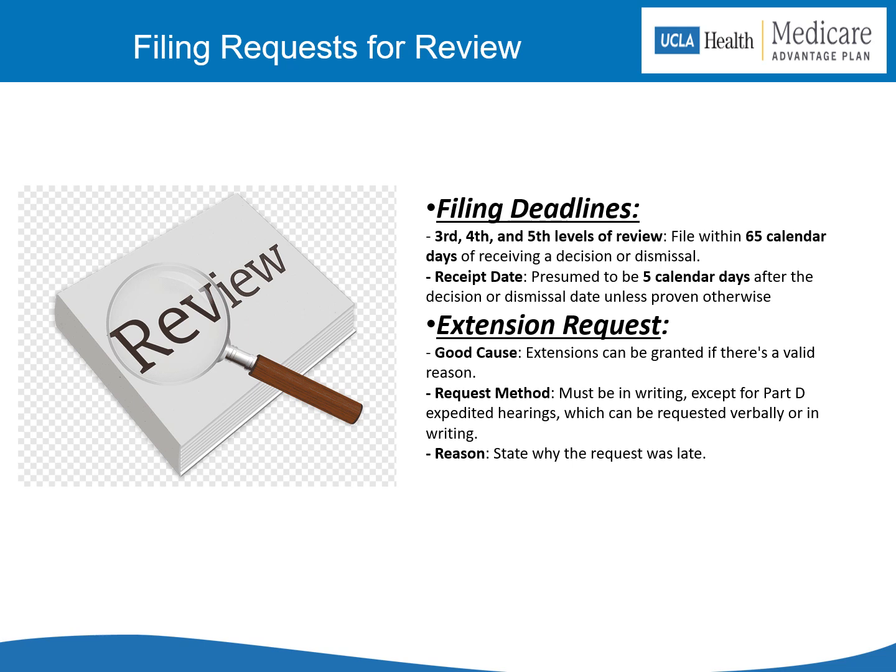Filing requests for review. Deadlines. You must file your request within 65 days of receiving a decision or dismissal. This pertains to the 3rd, 4th, and 5th level of reviews. No matter which level of review it is, you do have 65 days after receiving a decision or dismissal. Extensions can also be accepted if you need more time. You can request an extension for a good reason, but it must be done in writing and explain why the request was late and why you need the extension.